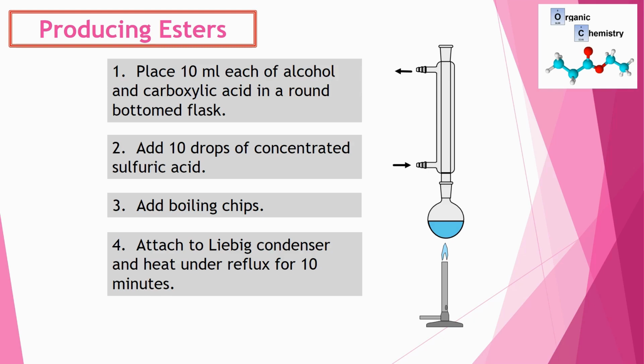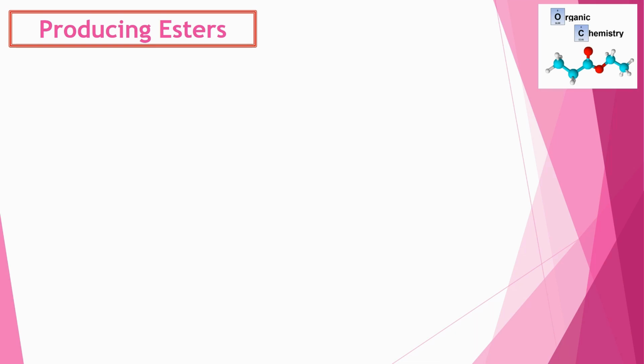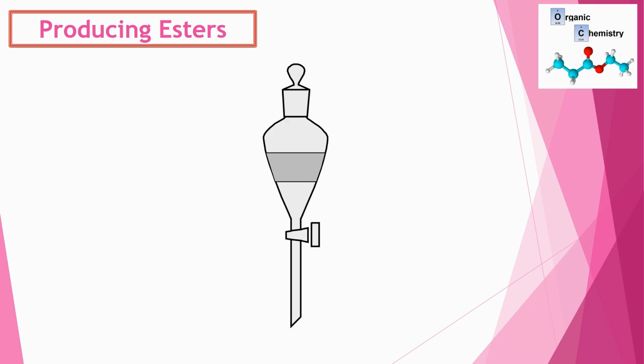So once we've done that, hopefully the alcohol and the carboxylic acid have mostly turned to the ester, but not all of it. There'll still be some acid left, and there still might be some alcohol left. So we let it cool, and then we're going to pour this reaction mixture into this separating funnel.